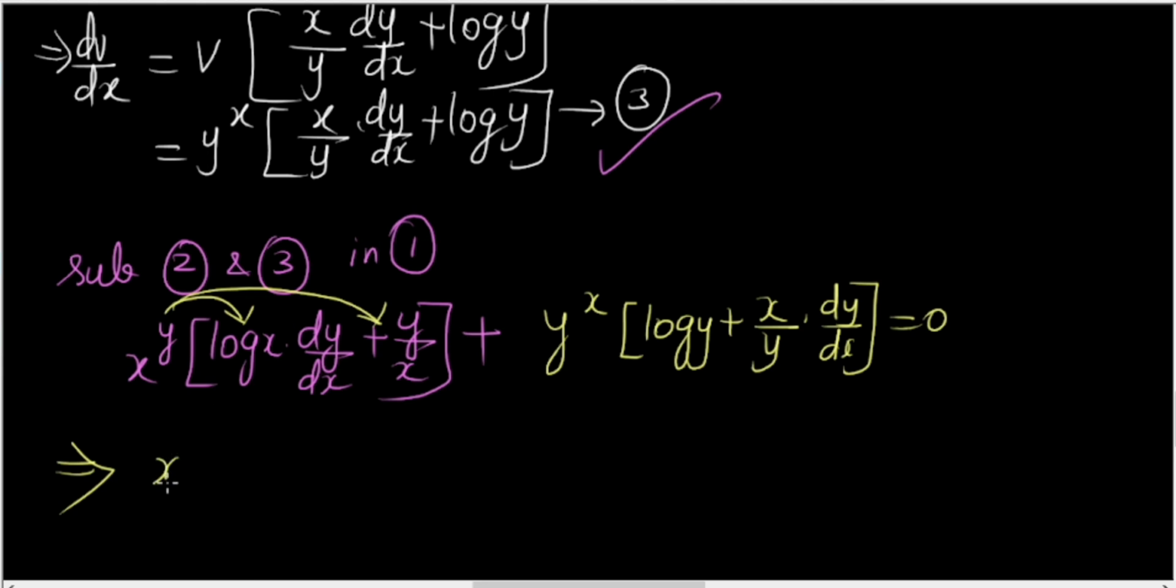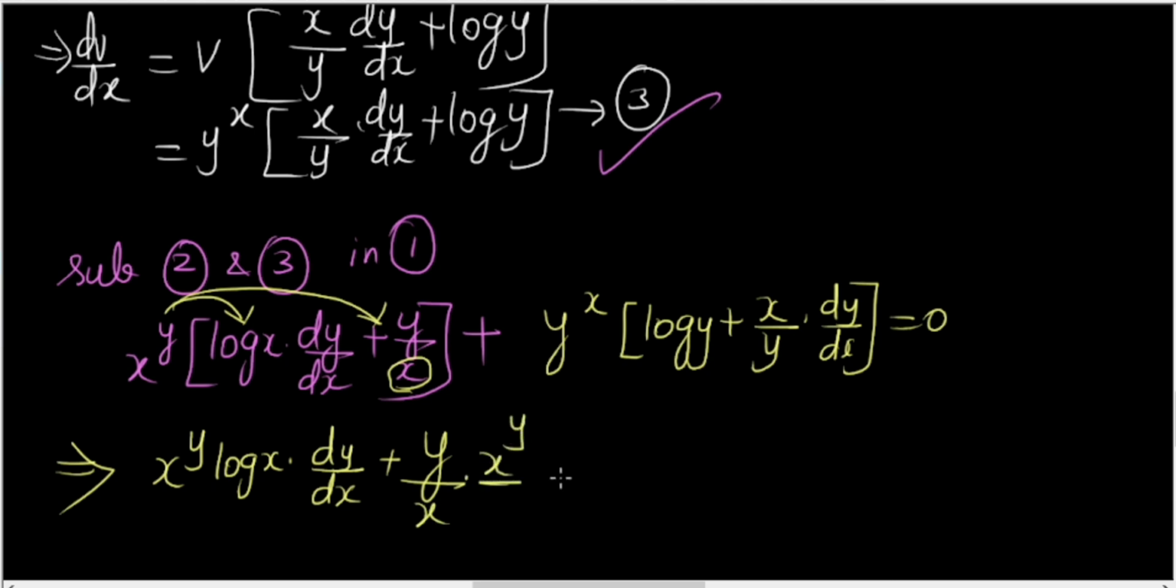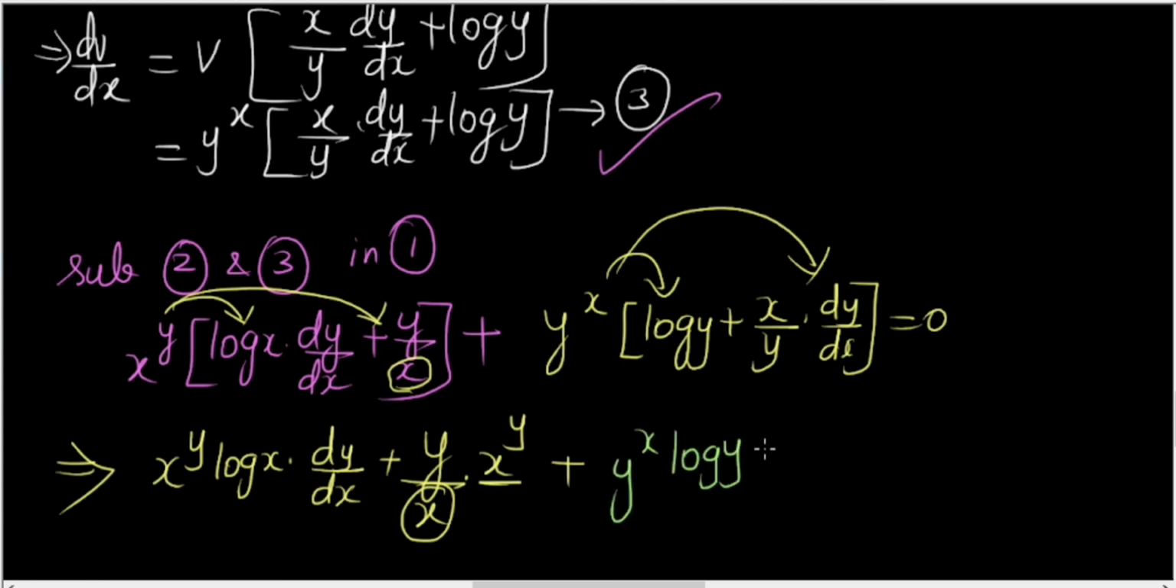So what we are getting, x power y log x times dy over dx. Here y is there, as already x is on the bottom. What we can do with this x, we can write the power as y minus 1. That will do in the next step. Now we'll simply multiply each and every term inside the bracket. So here y power x log y, and this is y power x times x over y dy over dx.